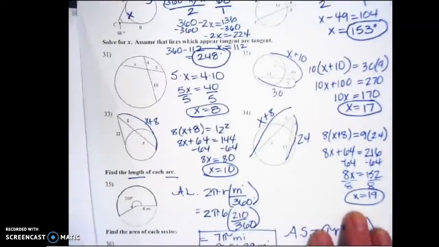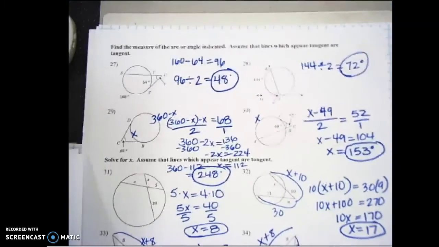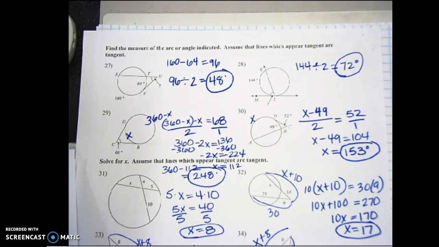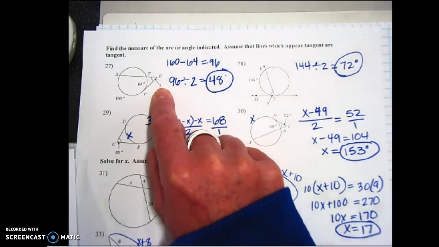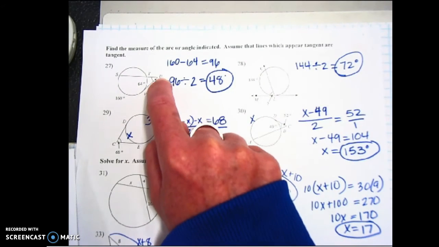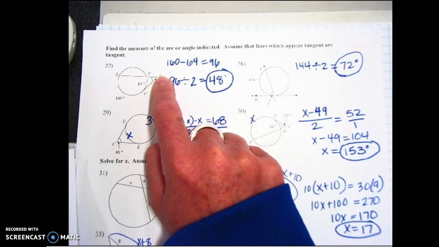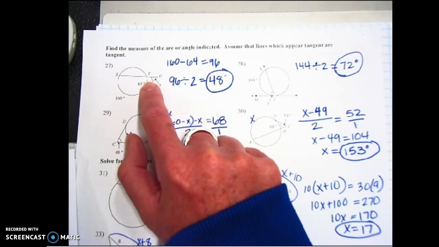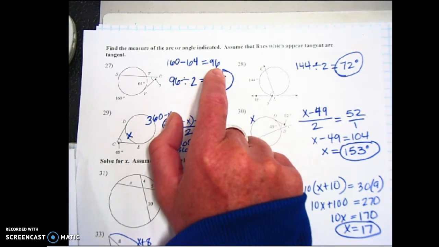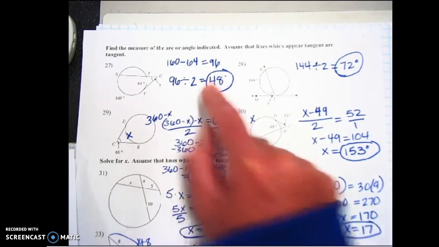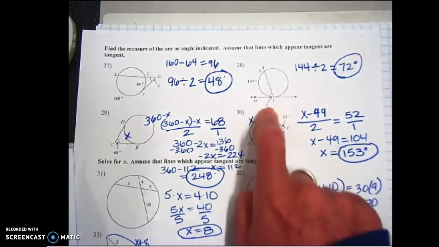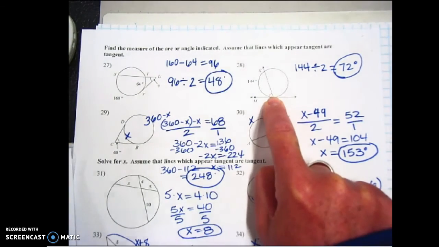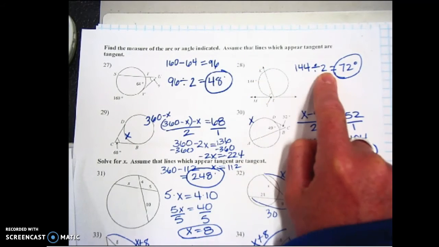And page 4. Find the measure of the arc or angle indicated. So they want this measure down here. The vertex is on the outside, so you're going to subtract and then take half. So take the larger arc minus the smaller arc. You get 96. Divide that by 2, you get 48. Number 28, we want this angle right in here. If the arc is 144, you just divide it by 2.